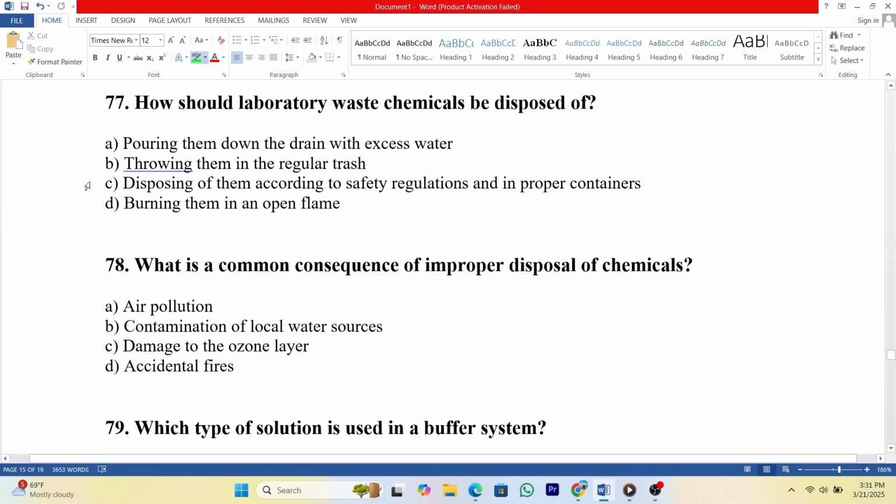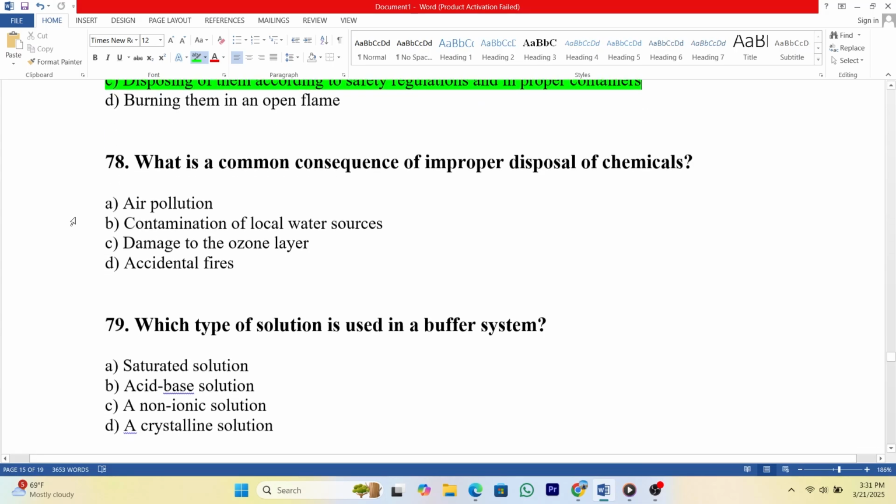77. How should laboratory waste chemicals be disposed of? A. Pouring them down the drain with excess water. B. Throwing them in the regular trash. C. Disposing of them according to safety regulations and in proper containers. D. Burning them in an open flame. Answer: C. Disposing of them according to safety regulations and in proper containers.